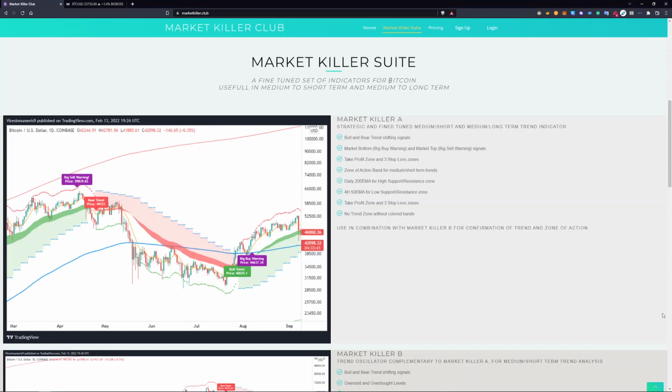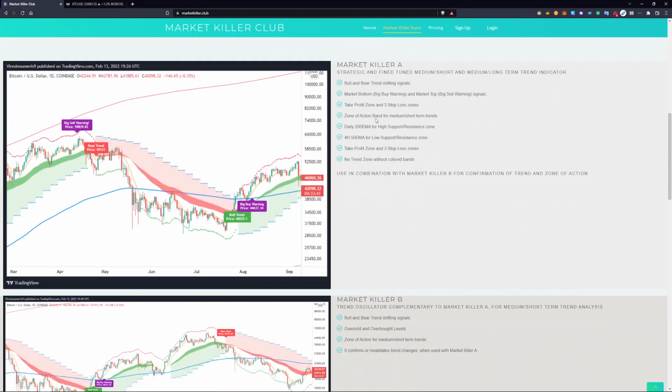Market Killer Suite is a fine-tuned set of indicators for Bitcoin that are useful in medium to short term and medium to long term, as you can see here. It's a package of 3 indicators. Market Killer A, where you can analyze the dominating trend and identify taking profit zones, stop loss zones, and big buying and big selling opportunities.